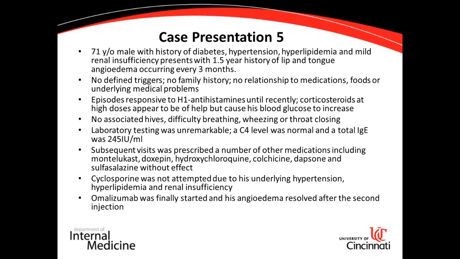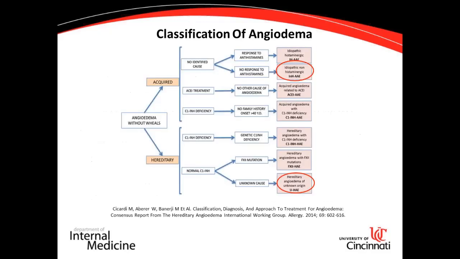We would not put him on immunosuppressives like cyclosporine because of his underlying hypertension and renal insufficiency. He was finally started on omalizumab, which is a monoclonal antibody directed against IgE. And again, his angioedema resolved after the second injection.